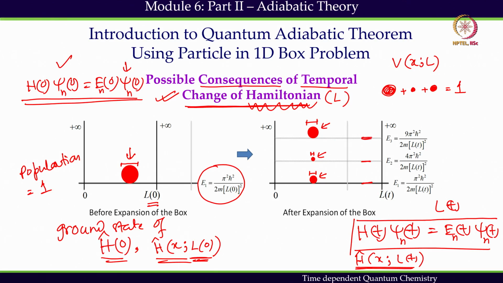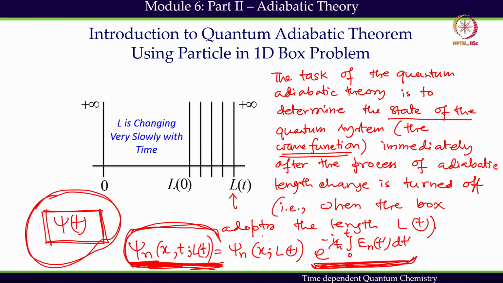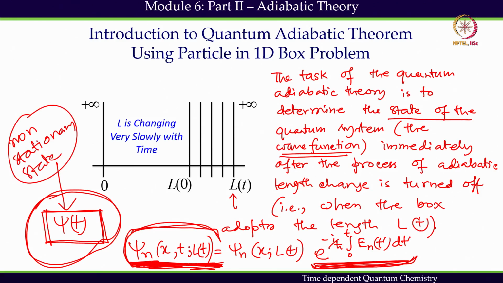Thus, the temporal evolution of Hamiltonian creates a non-stationary state of the particle. So, it is quite clear that because Hamiltonian is changing as a function of time, the state is a non-stationary state. In the previous slide we said that we have to find out psi t. This is actually the non-stationary state wave function. The particle can actually be in the non-stationary state after the expansion. It may not be in the stationary state.